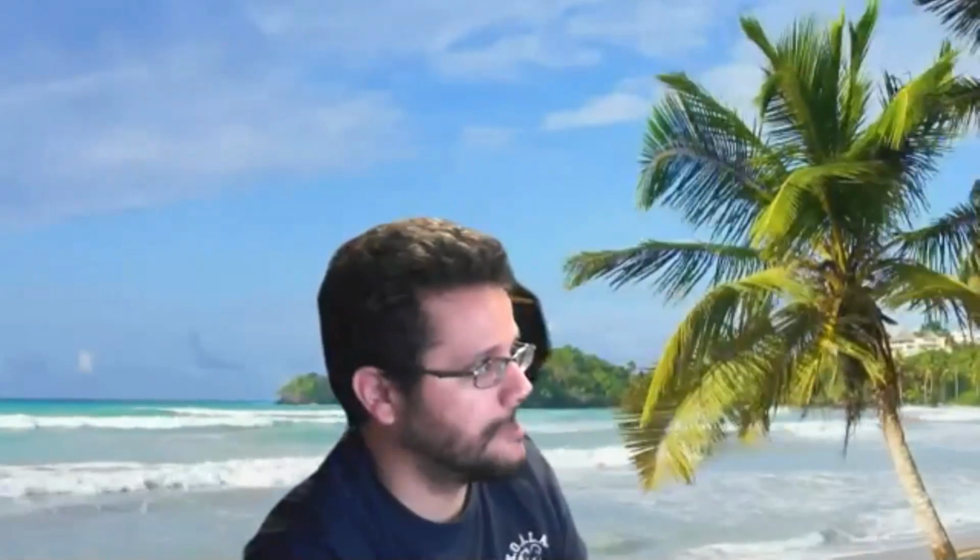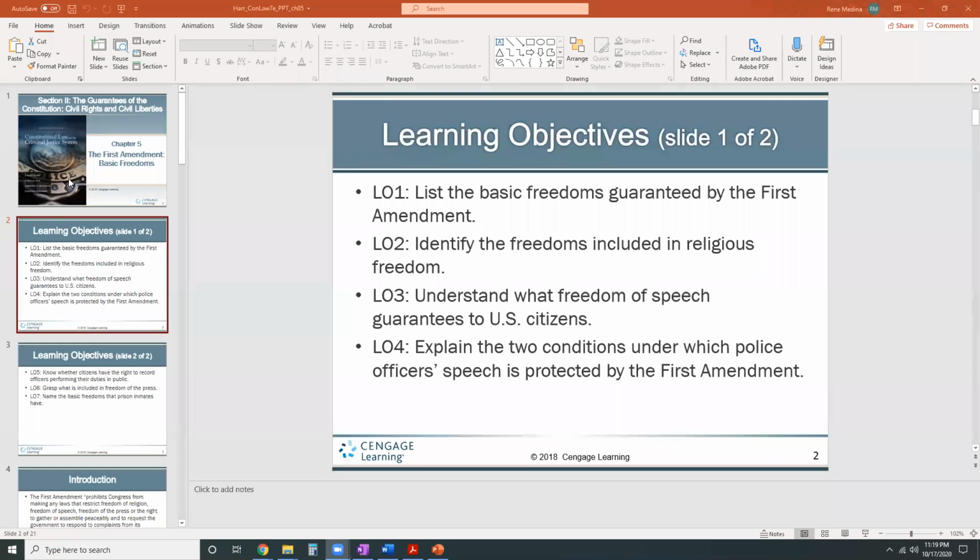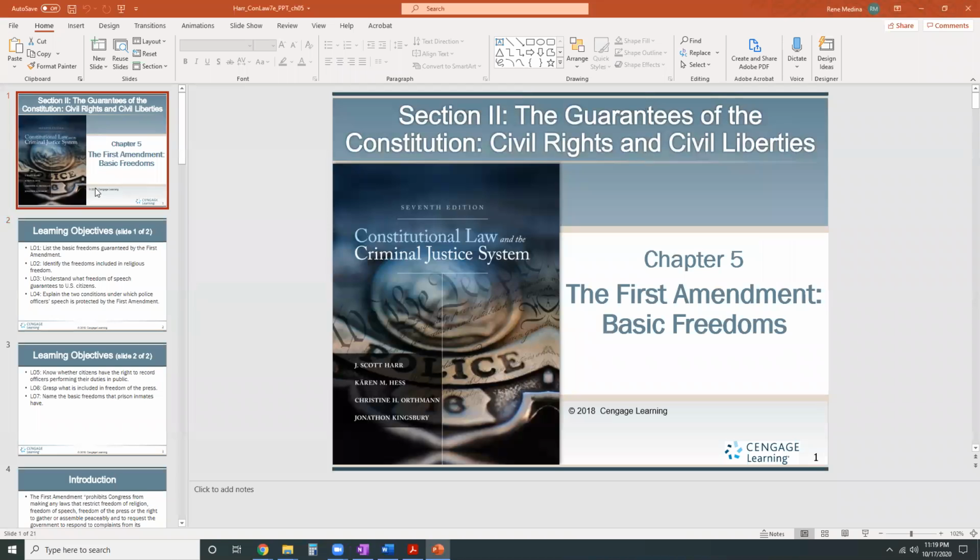So let's begin. This chapter talks about the First Amendment, and if you're somebody who has taken me in comprehensive law or is planning on taking me in comprehensive law, I devote a good amount of time to the First Amendment because it really is one of the most important, if not the most important, amendment to the U.S. Constitution.